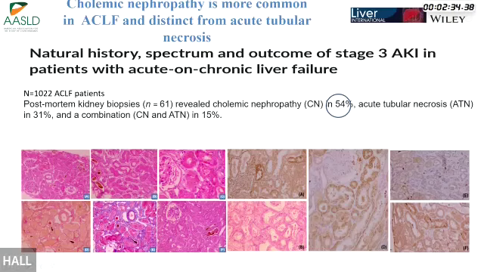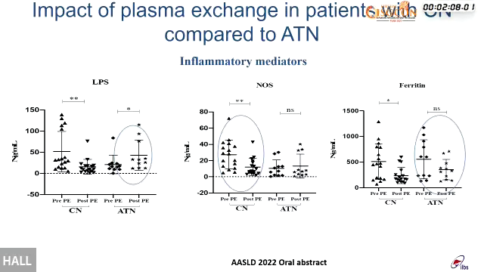which can determine the response to plasma exchange. When you see the postmortem kidney biopsies of ACLF patients who are dying with stage 3 AKI, two distinct phenotypes are seen: cholemic nephropathy and acute tubular necrosis. The majority of these patients, 54%, have cholemic organ dysfunction, and 15% had a combination. So it is unusually different. What we expect is that every patient dying of shock should have acute tubular necrosis, but here most of these patients had cholemic nephropathy.